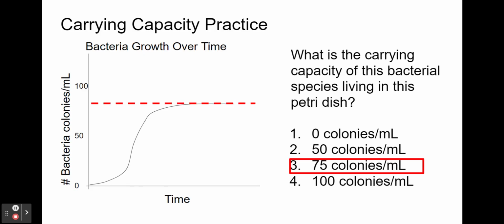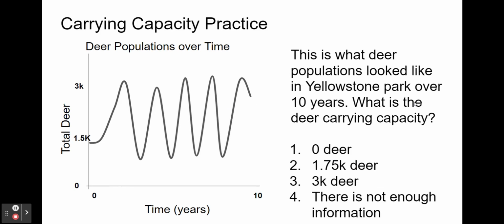Here's the answer. I'm drawing a horizontal line at the point where the population stabilizes, and I stretch that out over to the y-axis, see where that hits. That hits at about 75 colonies per milliliter, and that is my carrying capacity. But we know that populations don't just perfectly stabilize like this, they fluctuate. They might look something like this.